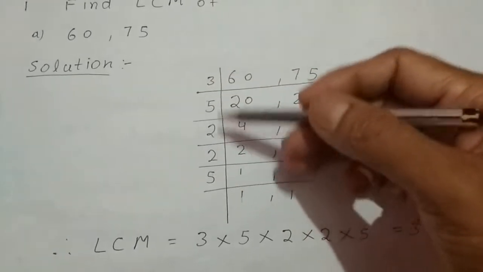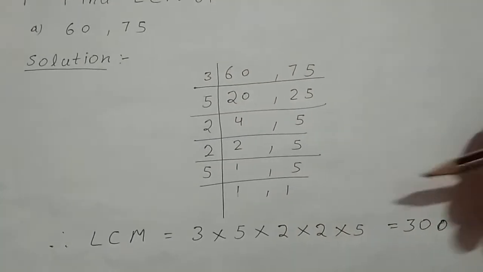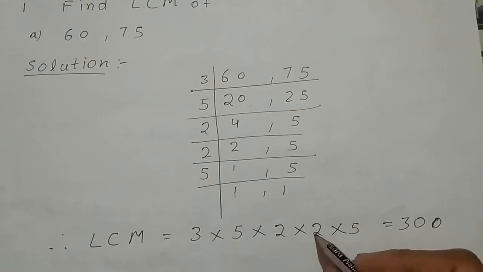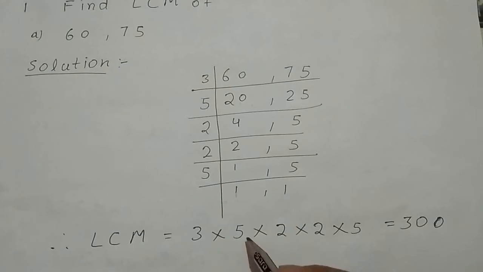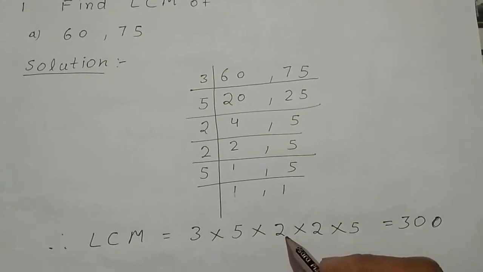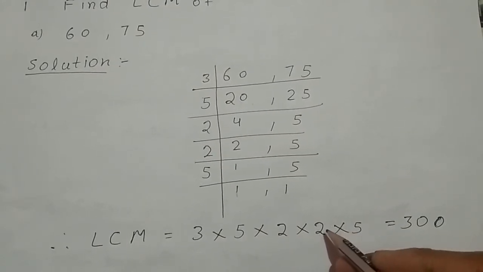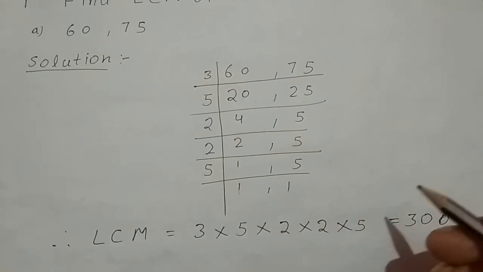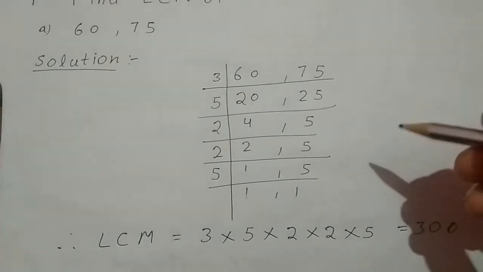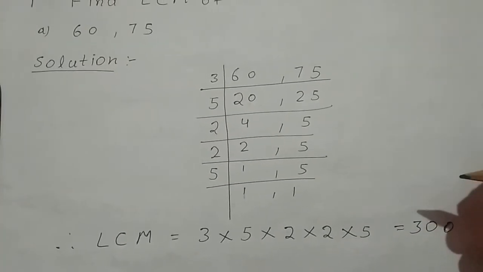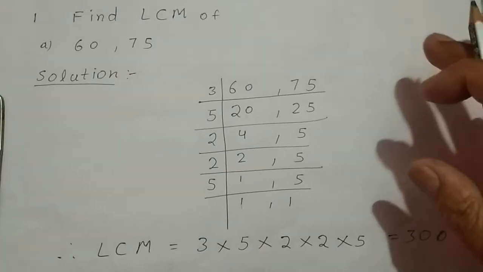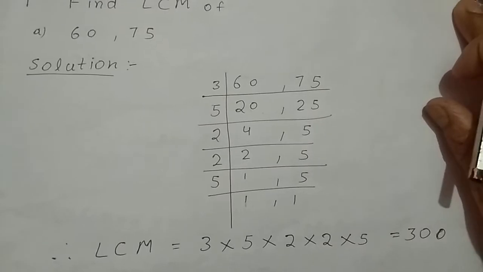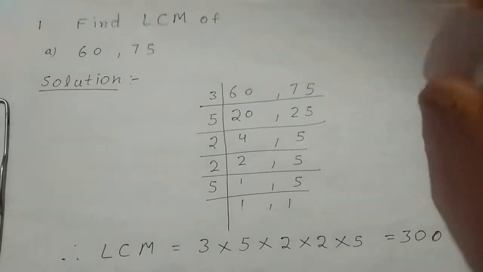We multiply all the prime factors and we get the LCM. So 3 into 5 into 2 into 2 into 5. 3 times 5 is 15, 15 times 2 is 30, 30 times 2 is 60, 60 times 5 is 300. So 300 is our LCM. LCM is what? Least common multiple. Let's see the other question. Next question.